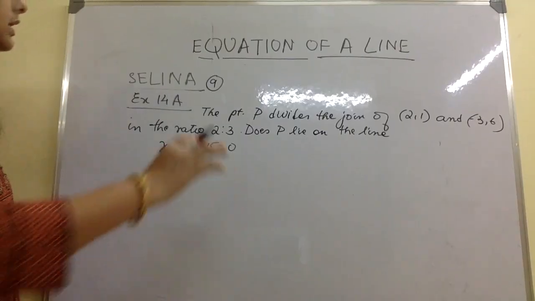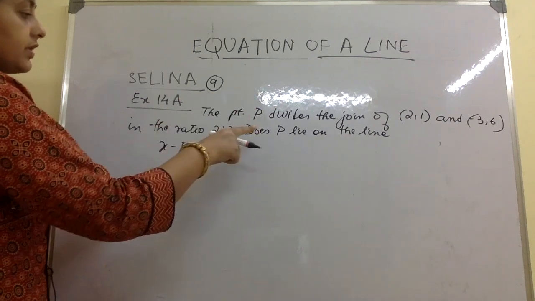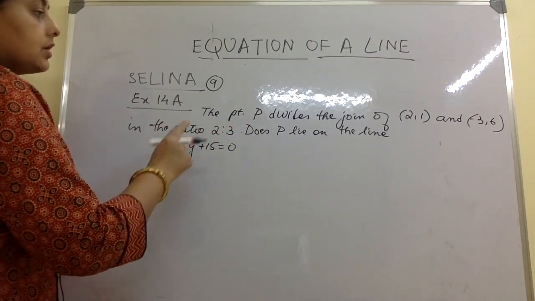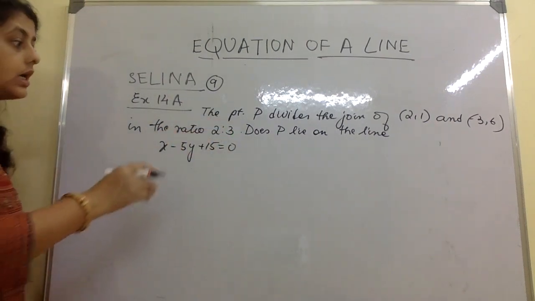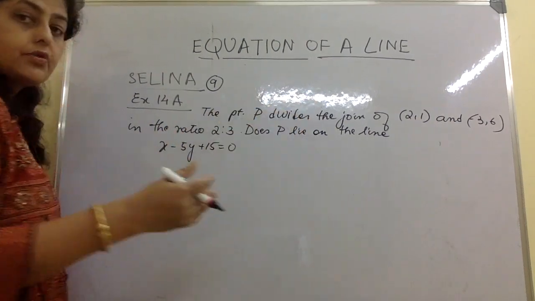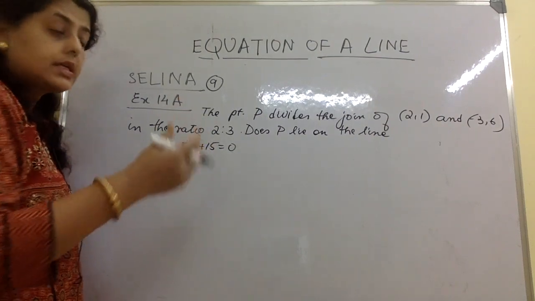Here they are saying the point P divides the join of these two lines in this ratio. Does the point P lie on the line? First thing is to find the point P. How will we find the point P? As I have told you earlier, we can find P with the help of the section formula.